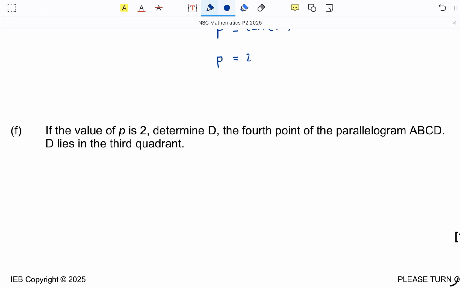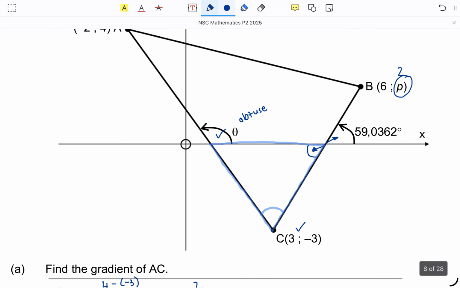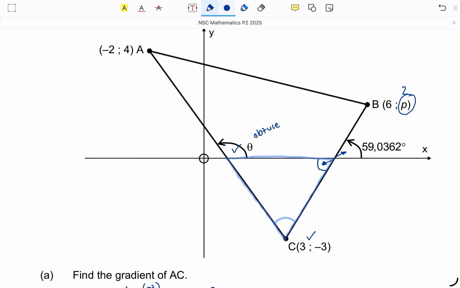Now they say determine D, the fourth point of the parallelogram ABCD, and then D lies in the third quadrant. So you can do this by inspecting. So they tell us that D lies in the third quadrant, which means it would have been somewhere over here. They tell us that it would then form a parallelogram, and we know that the opposite sides of a parallelogram are parallel. But we can't use gradient because we've got 2 variables that we're working with. So we can use the fact that the opposite sides are equal.